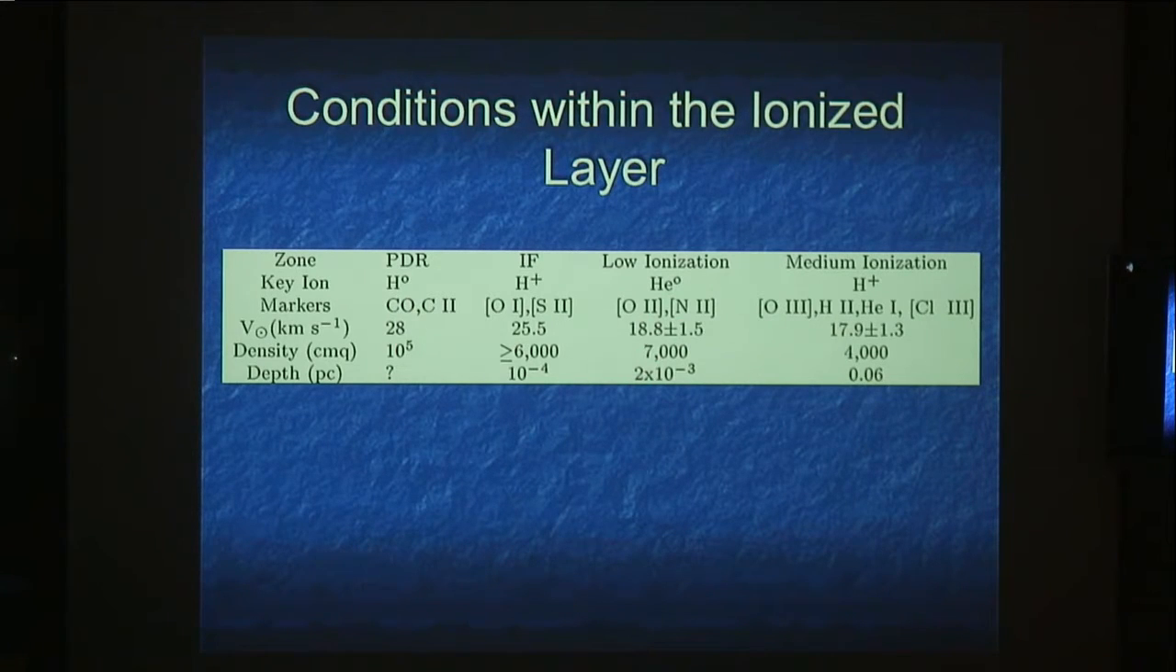And then there is a higher ionization zone, which is traced best by oxygen 3. So you see this run of velocities, and this should be improved because this is a smaller number here. This run of velocities tells you that you have a photoevaporating ionization front where material is flowing out towards the observer.